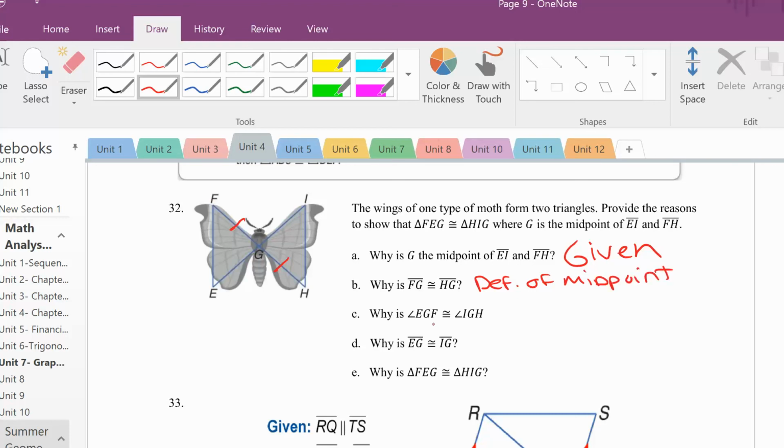Why is EGF right here congruent to IGH? And that's because those are vertical angles, so it's the vertical angles theorem. And why is EG congruent to IG? Well, that is also the definition of midpoint, because G is the midpoint of both segments. So notice you have side, angle, side. So the two triangles are congruent by side, angle, side congruence.